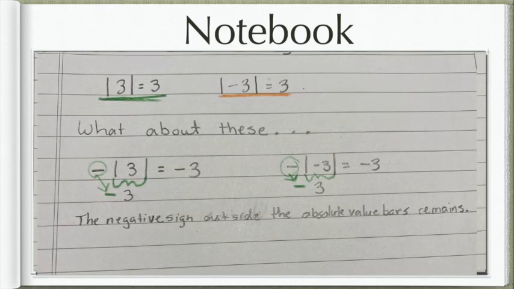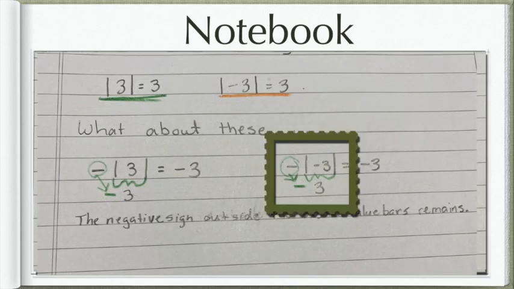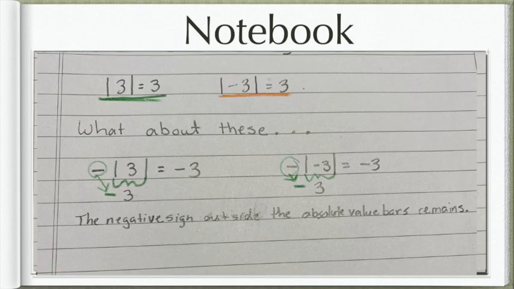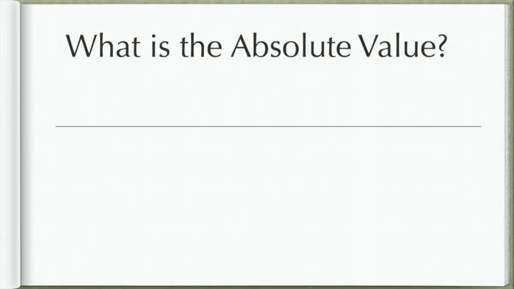And on the other one, the negative absolute value of negative 3, well, the absolute value of negative 3 is 3. So the negative absolute value of negative 3 is still negative 3 because that negative is outside of your absolute value bars. Now here's some practice for absolute value.